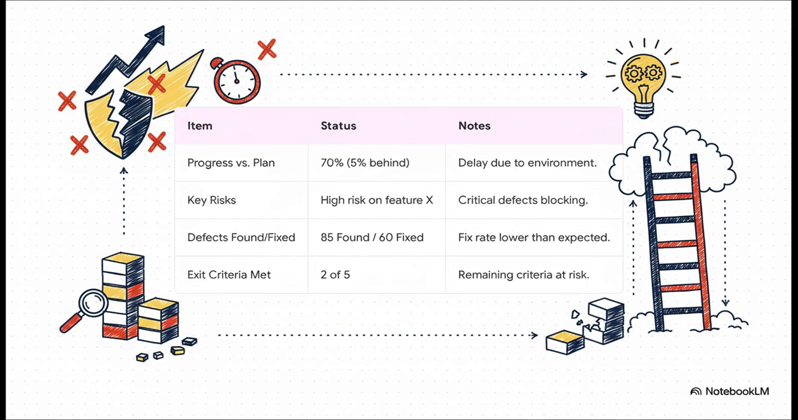And here is a fantastic example of what that looks like. This isn't just a list of numbers, it's a story. We're not just saying 350 tests were run. We're saying we're 5% behind schedule because the test environment went down. See the difference? We're highlighting that a critical bug is blocking a key feature. This is how you turn raw data into real intelligence.